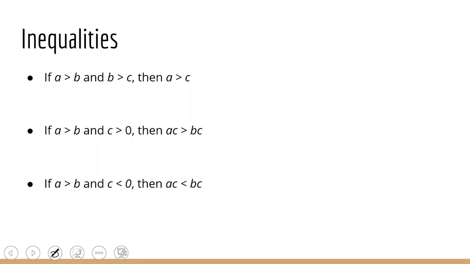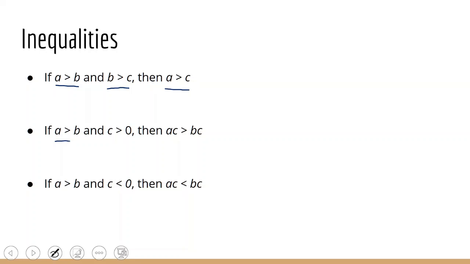We'll also go quickly through some rules of inequalities. So if we have two numbers a and b, where a is greater than b, and we have another number c, such that b is greater than c, then we have this inequality here, a is greater than c.